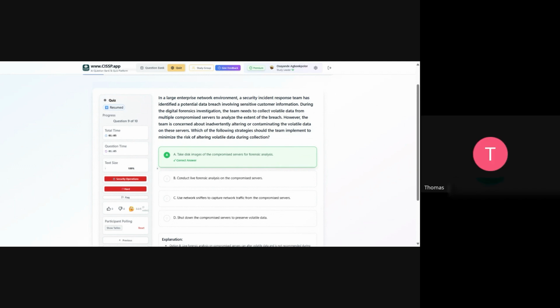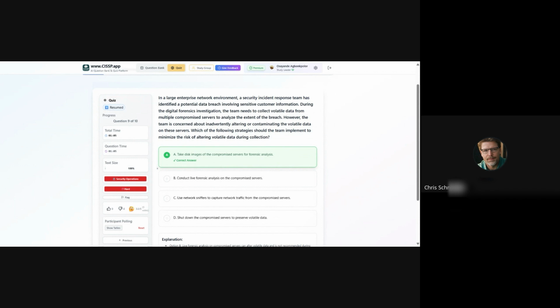But even though it seemed like doing it on a live system, right? Live system, yeah, it could be risky. It seemed right because it was just talking about disk images. But analysis is just an examination. They were more talking about minimizing the risk. True. So that's why I lean towards A, of altering volatile data during collection.